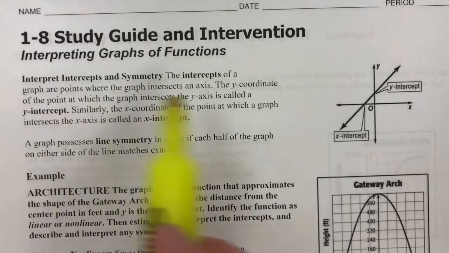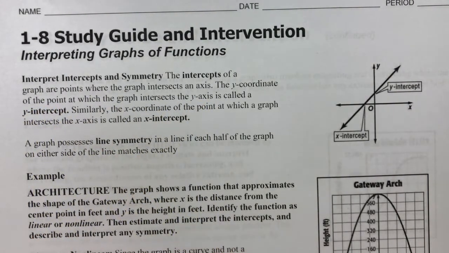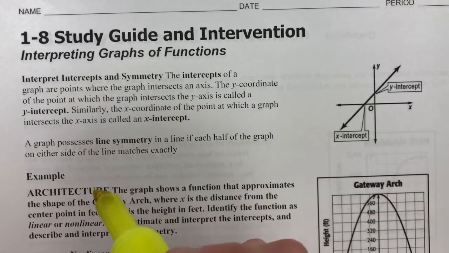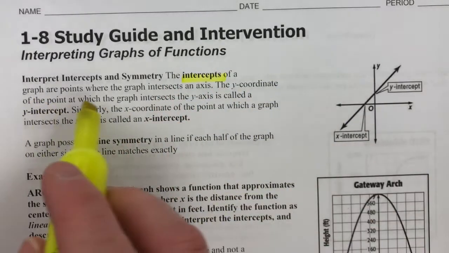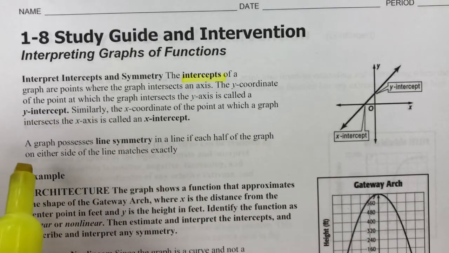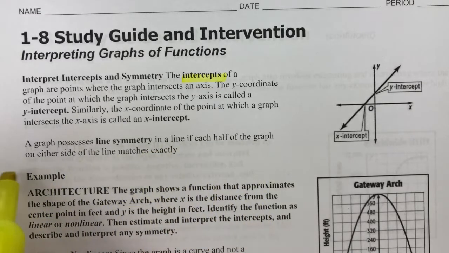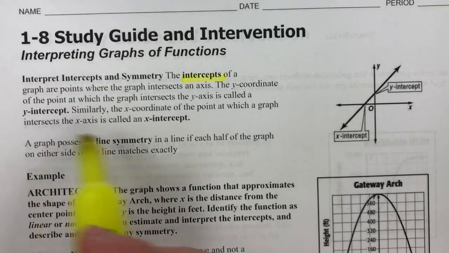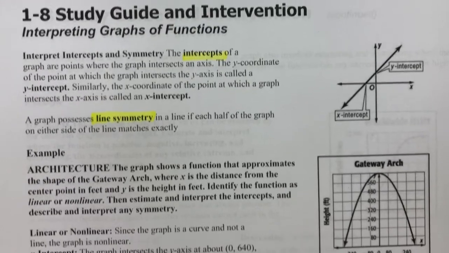So here on the study guide, first thing we have says interpreting intercepts and symmetry. Oh, am I on the wrong side? No, on the right side. Interpreting intercepts and symmetry of a graph. The intercepts of a graph are points where the graph crosses an axis, the x- and y-intercepts. And a graph possesses line symmetry in a line if each half of the graph on either side of the line matches exactly. So it's got to perfectly match up like a mirror image of each other. That's what we're focused on for this front side.